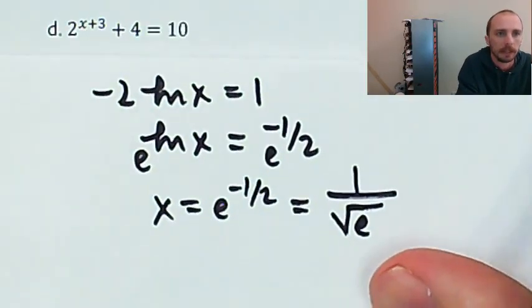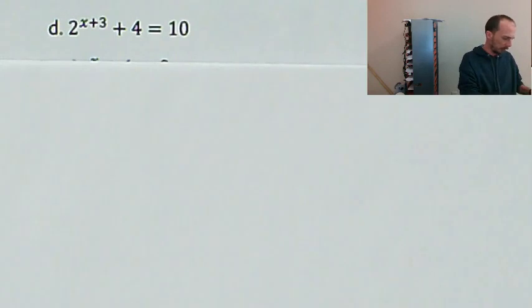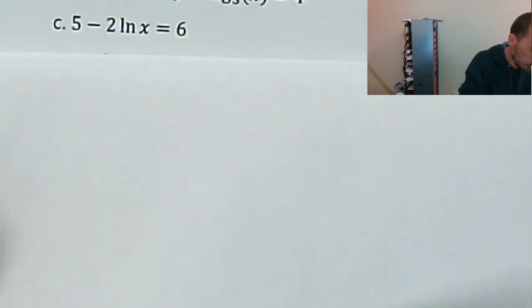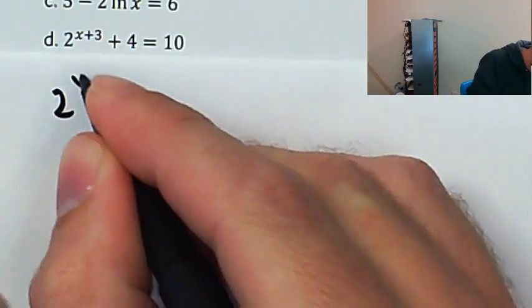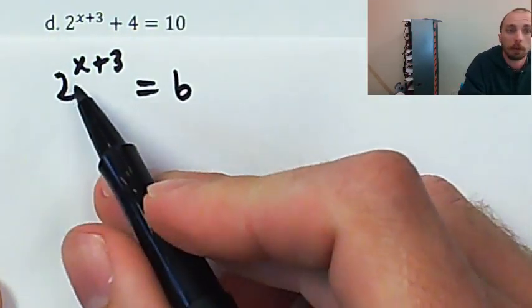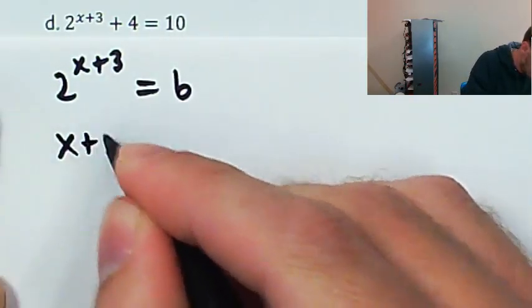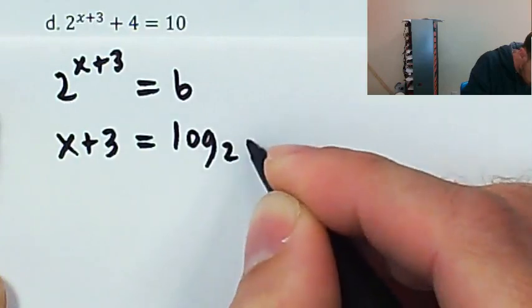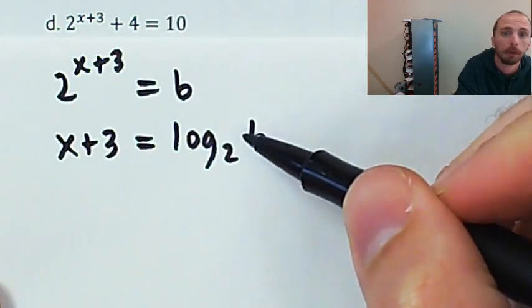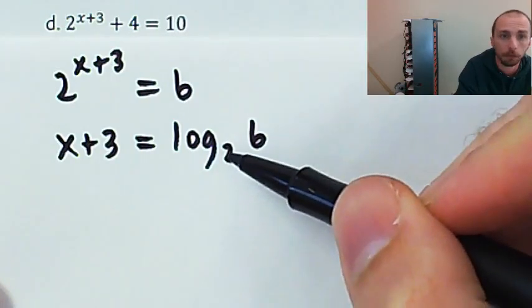And for d, 2 to the x plus 3 plus 4 equals 10. Okay, so that means that the 2 to the x plus 3 needs to be 6. That's something that we can kind of tell, and that's what we would find if we subtracted 4 from both sides of the equation anyway. So 2 to the x plus 3 equals 6. And then I'm going to take a log with base 2 of both sides. So I'll have x plus 3 equals log base 2 of 6. But there's nothing I can do with that. There's no exponent I can put on 2 to get exactly 6 that I know of, right? It's going to be some bad number.